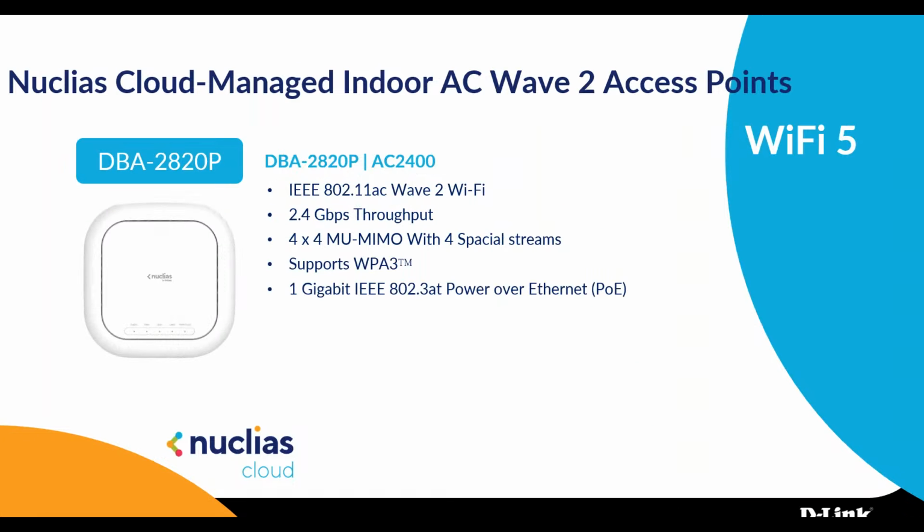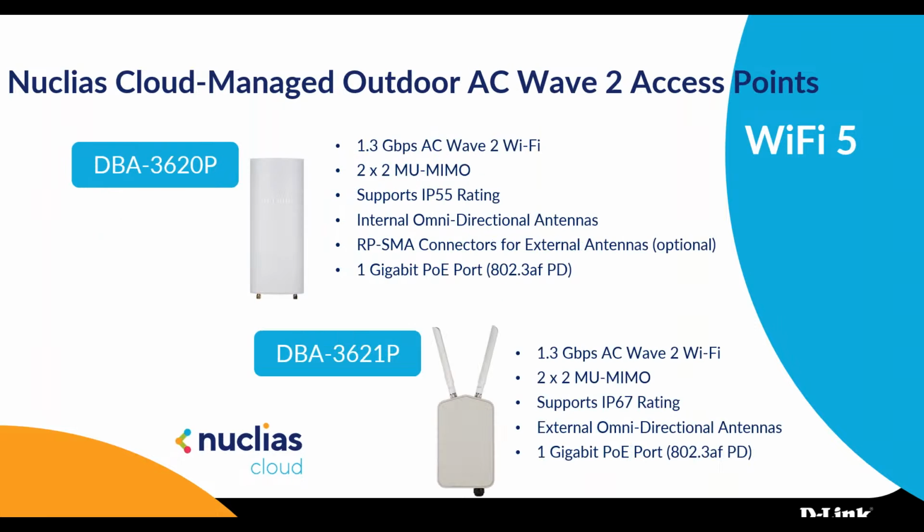Moving on from there, we have our Nuclias Cloud DBA series, or Nuclias Cloud AC access points, legacy access points. So we do continue to carry the DBA-2820P. It supports up to 2.4 gigabits a second. As I mentioned, it's AC or Wi-Fi 5, and supports a single gigabit 802.3at PD port for power. So those are the indoor access points that we have right now.